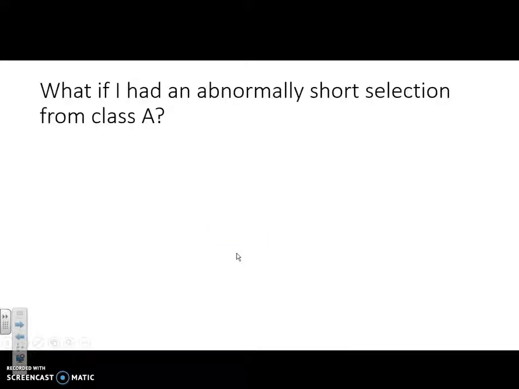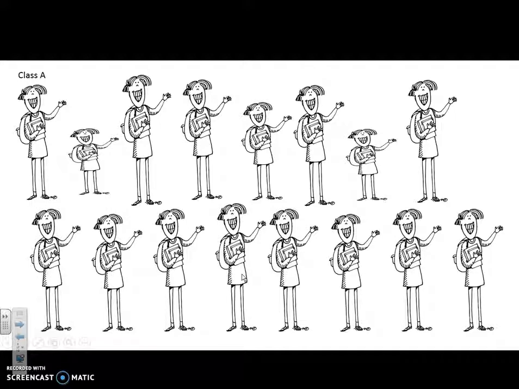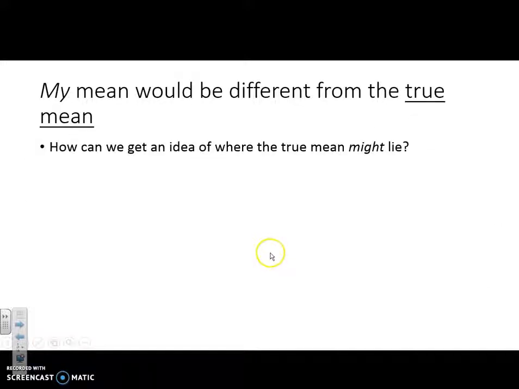But what if I'd just accidentally picked all the short people from class A? What if I'd just chosen a random selection of students that wasn't truly representative? What if the class looked like that overall and I'd picked these guys up here? I might end up with my mean being quite different from the true mean of that class.